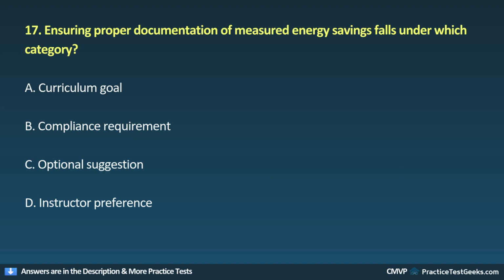17. Ensuring proper documentation of measured energy savings falls under which category? A. Curriculum goal. B. Compliance requirement. C. Optional suggestion. D. Instructor preference.